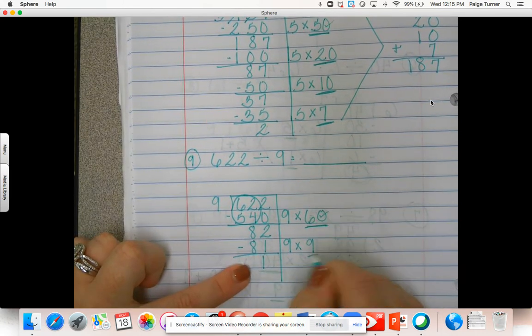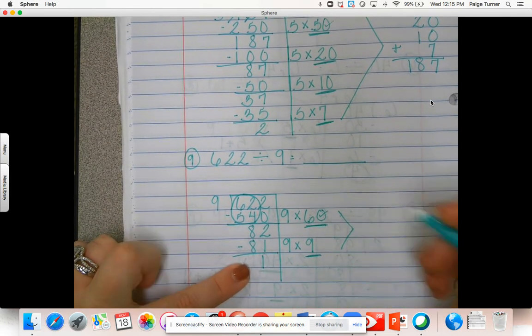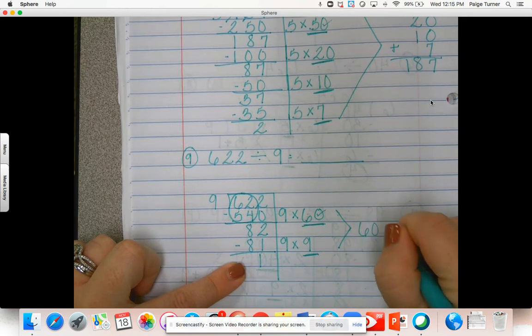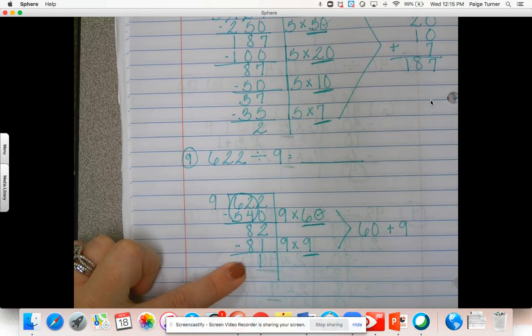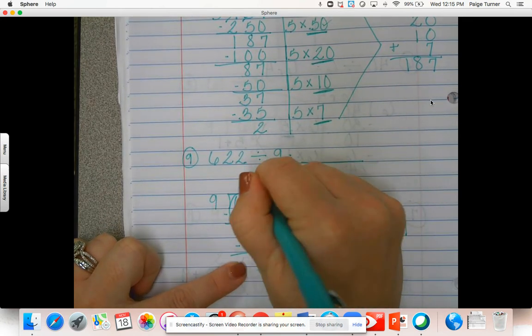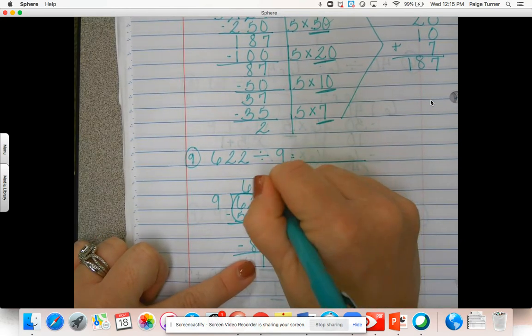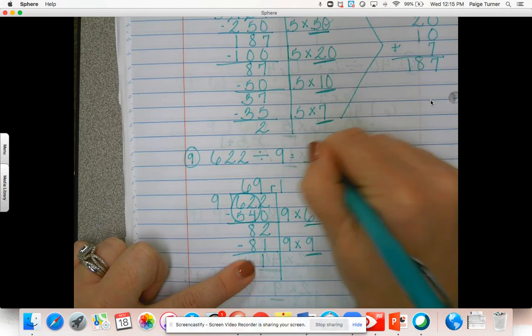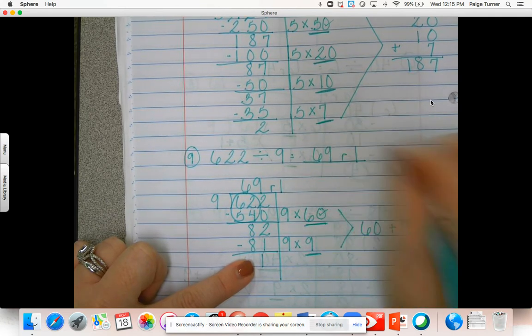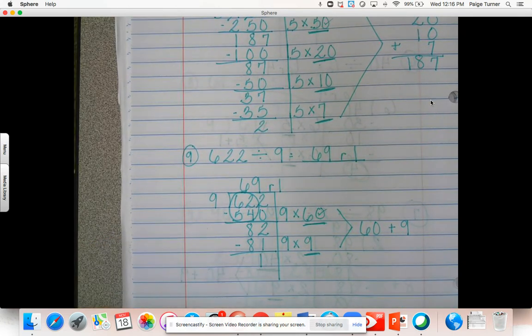So here are your partial quotients, 60 and 9. And to get our final answer, we just add 60 plus 9, and of course that equals 69. And do not forget, we do have a remainder here. We have a remainder of 1. So our final answer is 69, remainder 1.